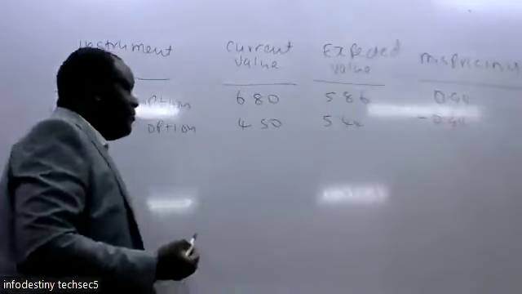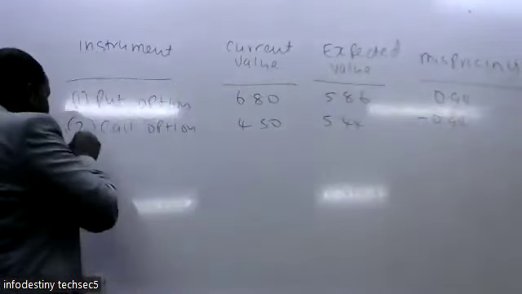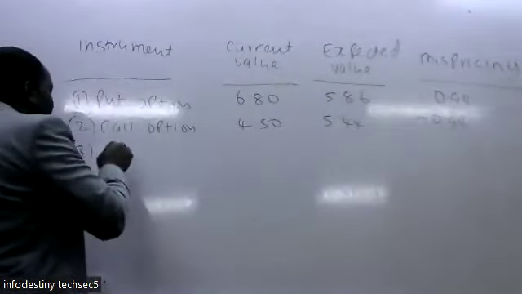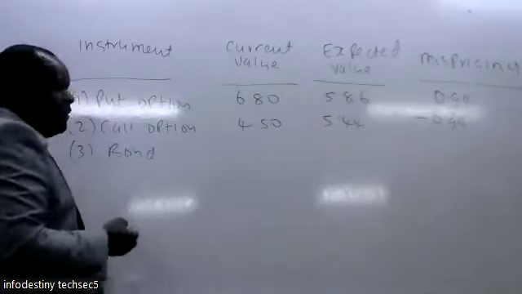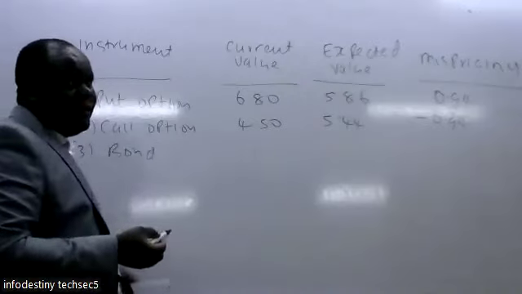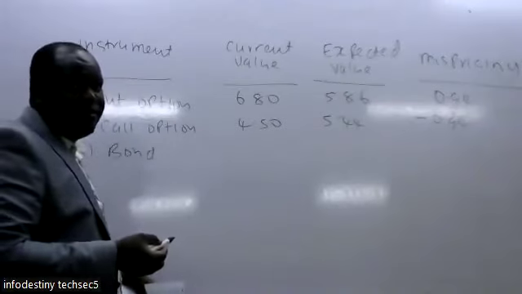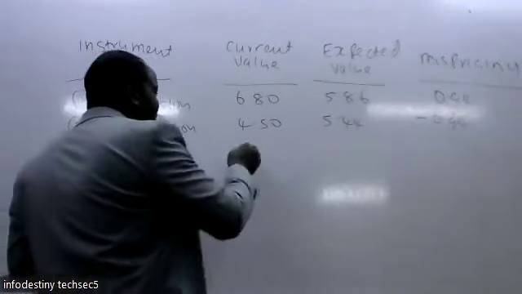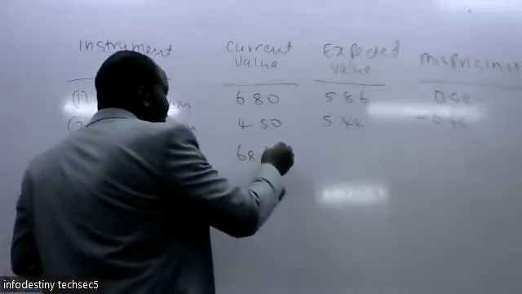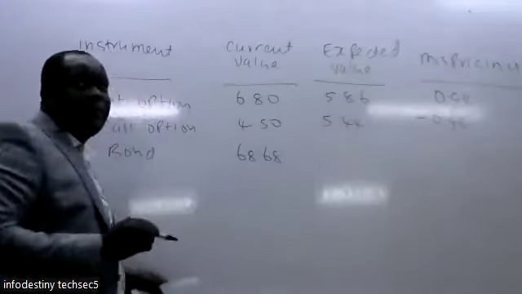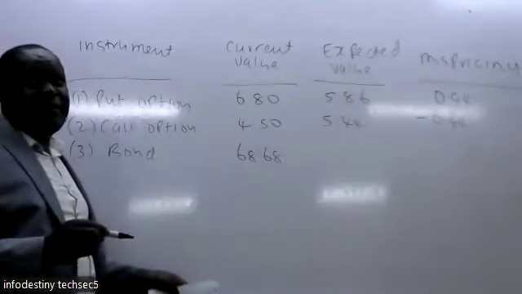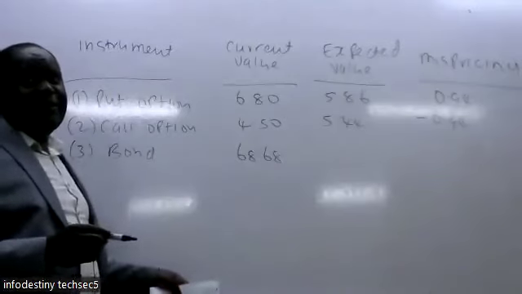You go to Roman letter 3, which was the bond. You remember we started with it. Remember the present value of the exercise price that we started by calculating before we started answering the question. It was 68 point. So that is the current value. Then Roman letter 3, you calculated the expected.